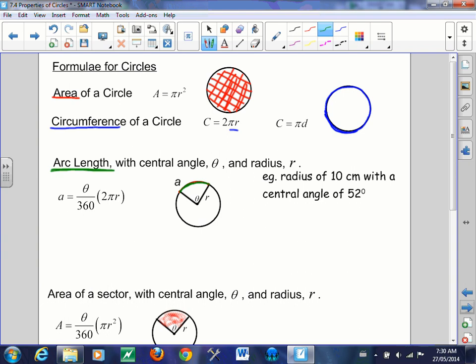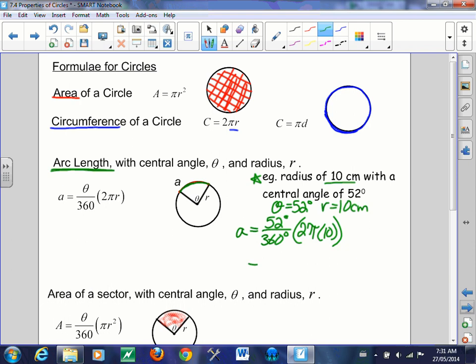Let's take a look at this example. We're going to follow this example through the next 3. We're going to have a radius of 10 centimeters, so r equals 10 centimeters, and a central angle of 52 degrees. So we can find a. If we substitute this in the formula, a equals 52 degrees over 360 degrees, times 2 pi times 10.